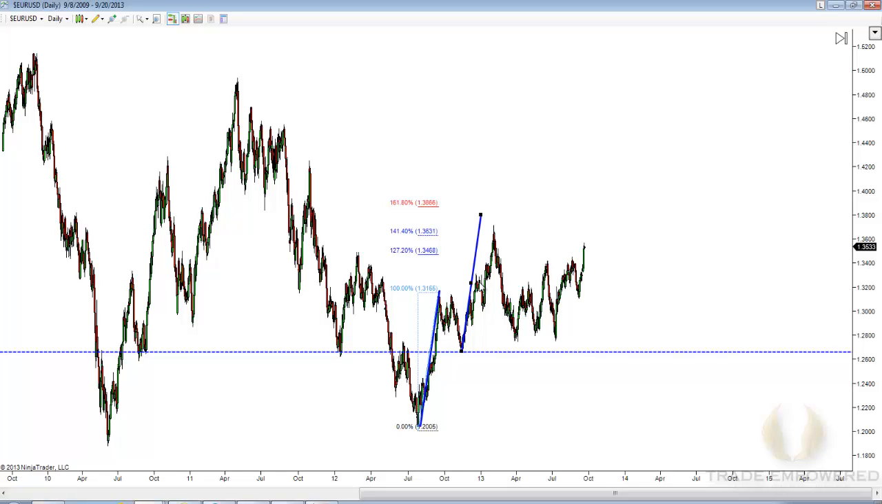And in the next lesson, we're going to go ahead and talk about double tops, double bottoms, and some entry techniques so you can start involving yourself in these type of trades.